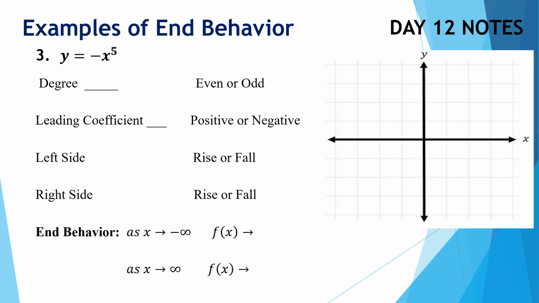Number 3, y equals negative x to the 5th power. My degree is 5, which is an odd number, and the leading coefficient is a negative, or a -1. Okay, so if we have an odd degree with a negative leading coefficient, the right side has to go down and the left side has to go up. So that's basically what the shape of our graph should look like.